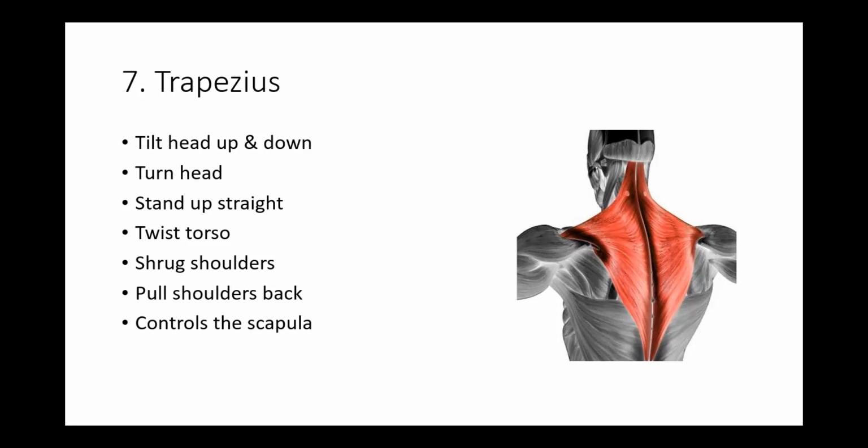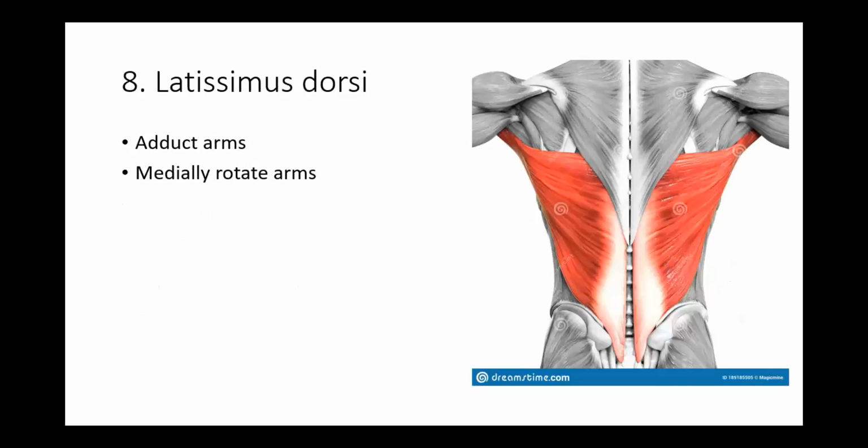Ready? Okay, the next is your latissimus dorsi. We call them lats for short. These help adduct your arms, which is going towards your midline. They also medially rotate your arms, which is this. You have your arms in front of you, like you're reaching out to grab someone, and you just rotate your arms.